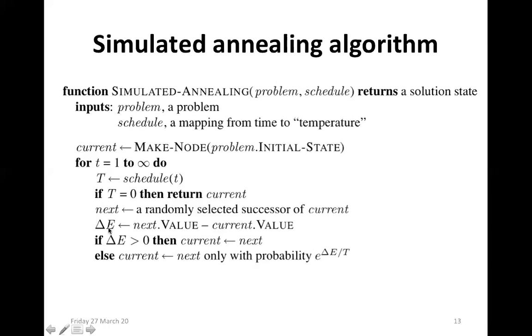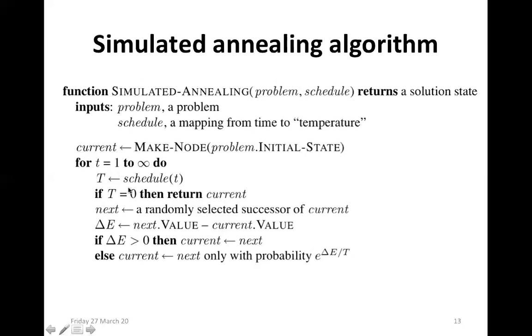So what is delta E? Delta E means the difference of energy. This is the next state and this is the current state. According to physics theory, if the next state has a higher value, maybe in temperature, and the current value has a lower temperature, then you get the difference in energy here.